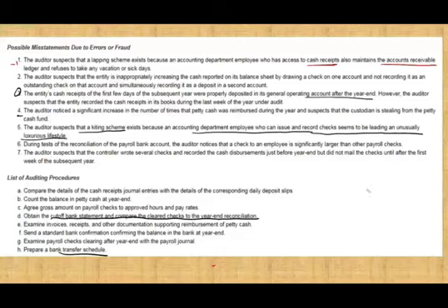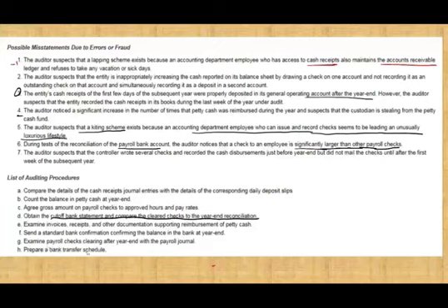During the test of the reconciliation of the payroll account, the auditor notices that a check to an employee is significantly larger than other payroll checks. So this is basically an analytical procedure, and you notice one check is a little bit bigger than the other. It's a little bit unusual. So what do you do? Pull the check, show me the supporting document.